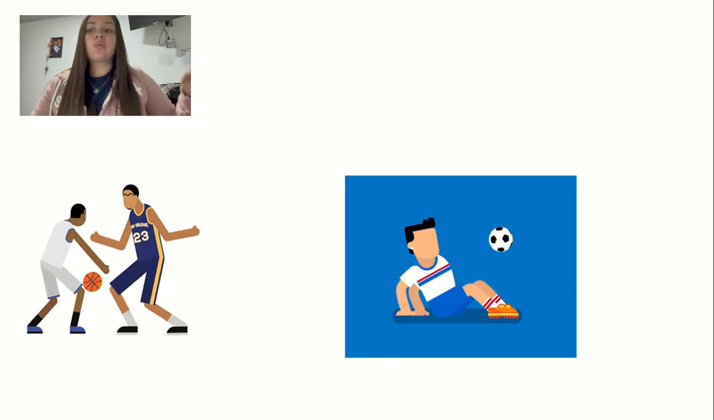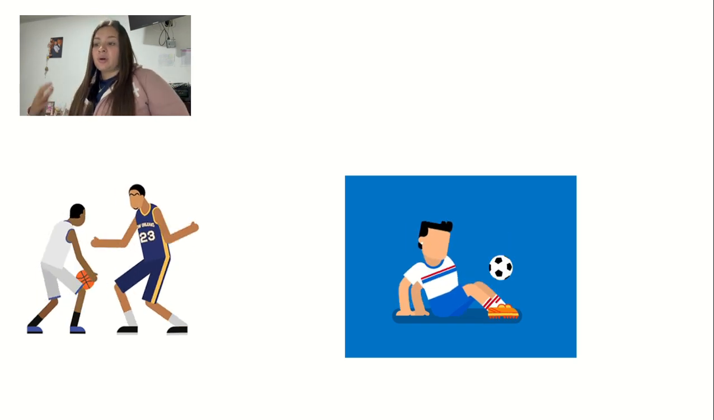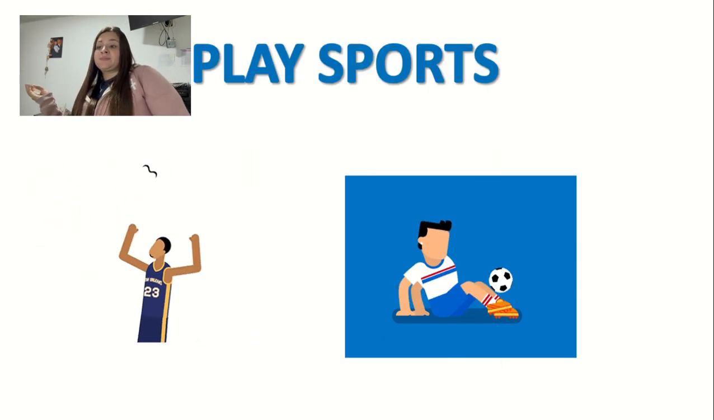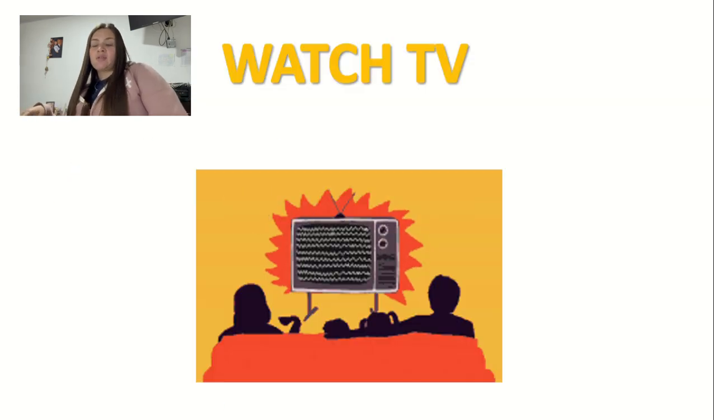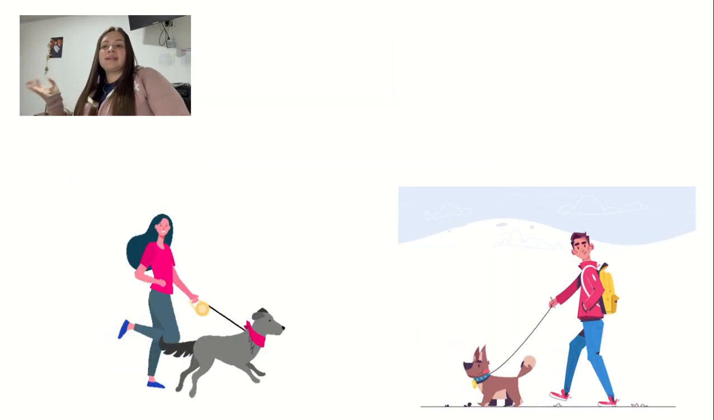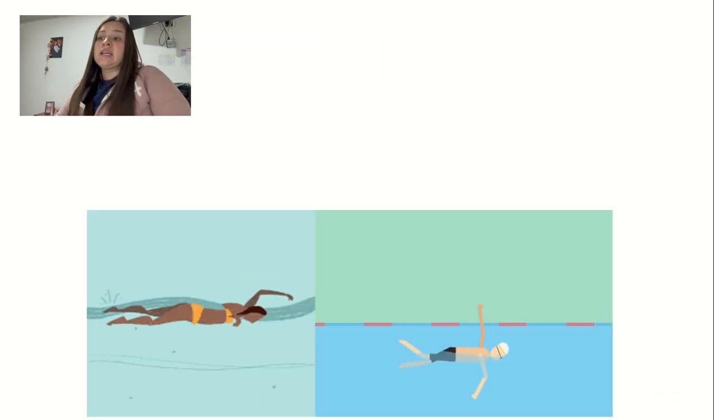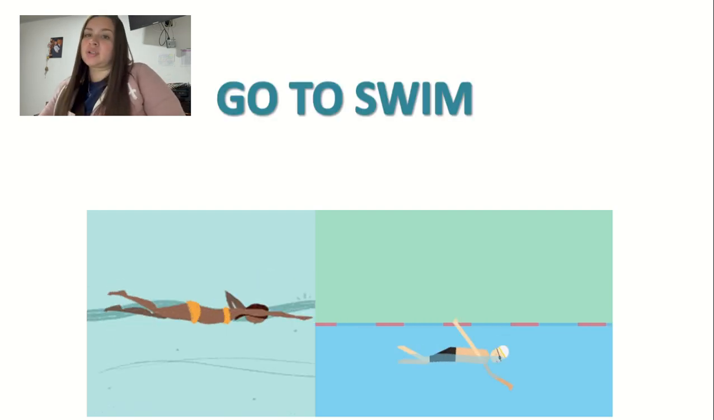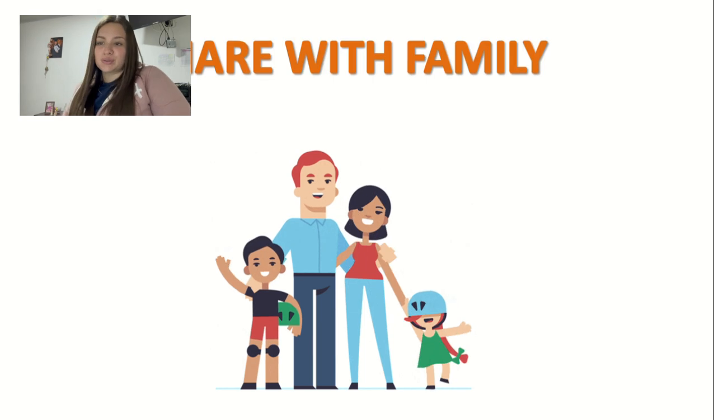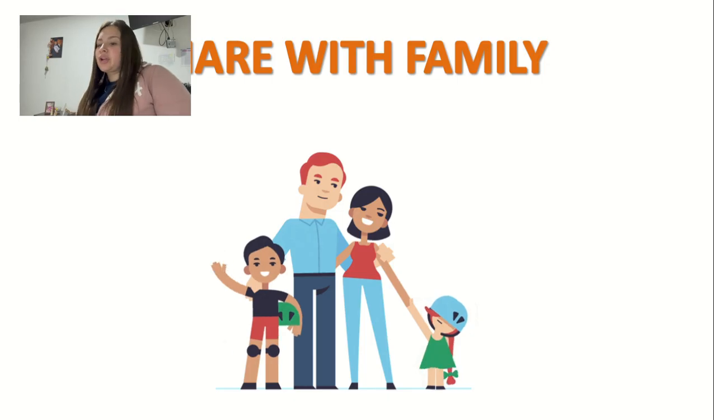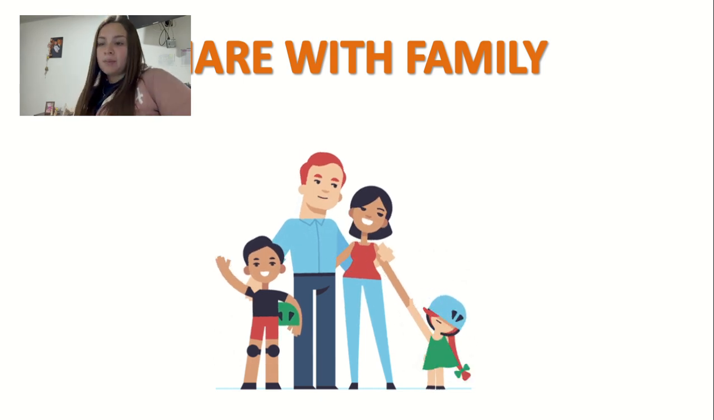So the presentation part, we're going to start with what do you do in your free time. The students in this part are shown images and have to guess what each is. For example, play sports. In this one, listen to music. In that one is watch TV. In this one, it could be go for a walk or walk the dog. In this one it is obviously go swimming. In this one, go out with friends or go to the party. This one is share with family.